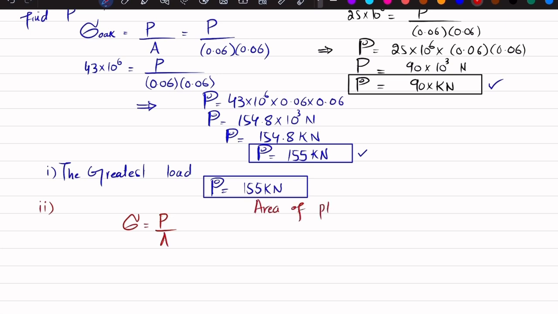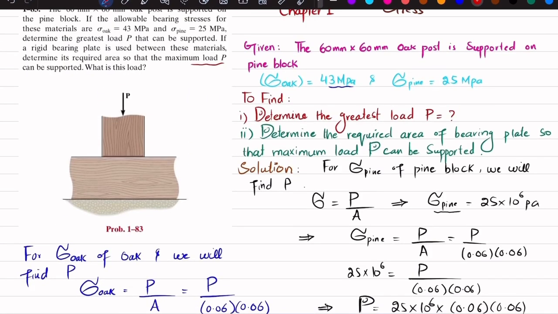We will calculate the area of the plate based on the strength of the pine. Why are we taking the strength of the pine block? Because it is the smallest. We will design on the smallest strength. You can see this is the smallest and this is the largest. So we'll choose this value.